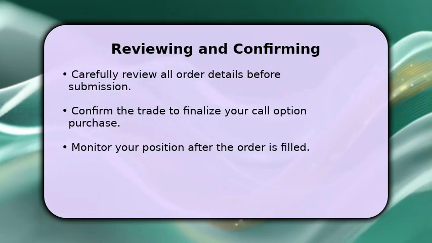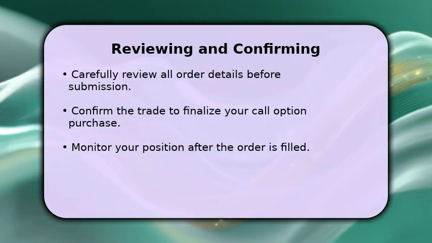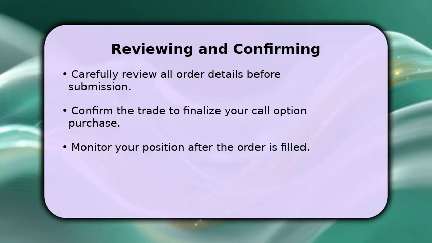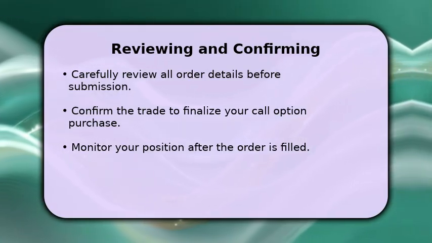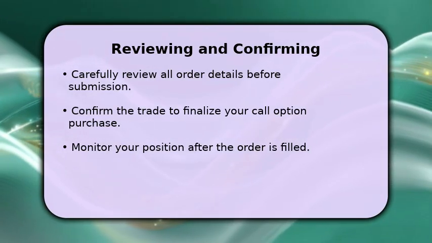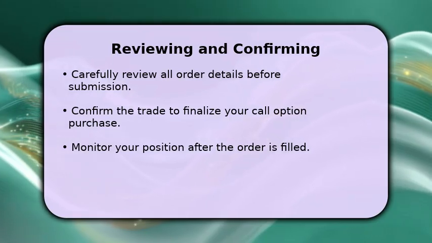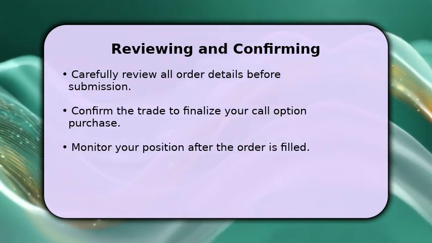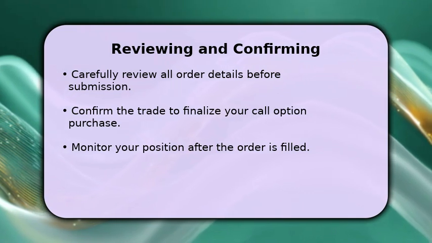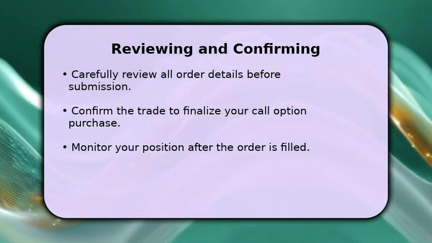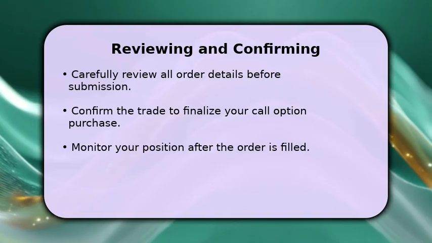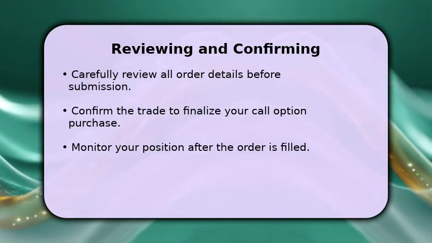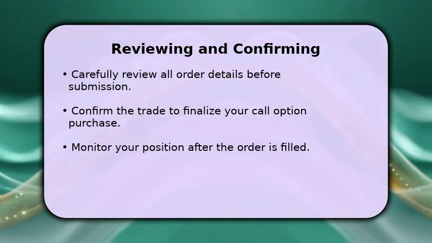Before submitting your order, take a moment to thoroughly review all the details. Double-check the ticker symbol, expiration date, strike price, number of contracts, and order type to ensure everything is correct. Once you are confident, confirm the trade to finalize your call option purchase. After your order is filled, actively monitor your position to manage your risk and potential profits effectively.